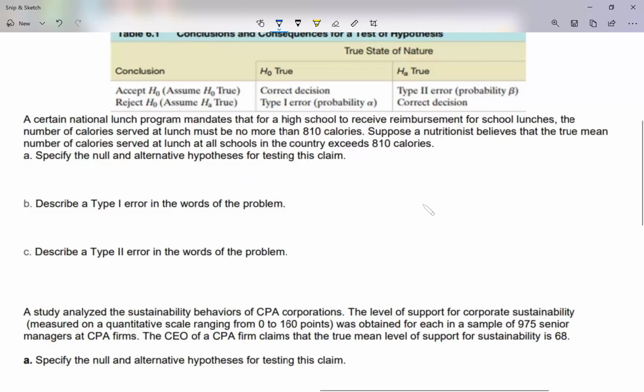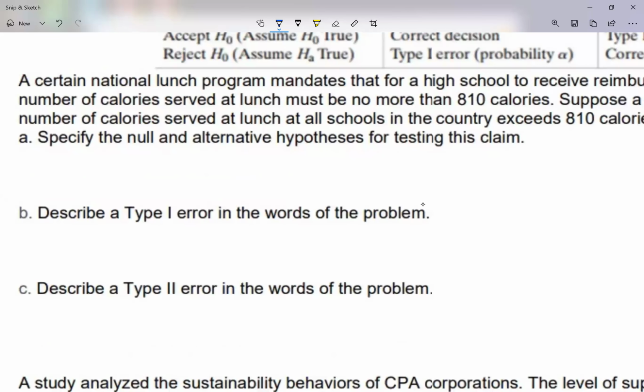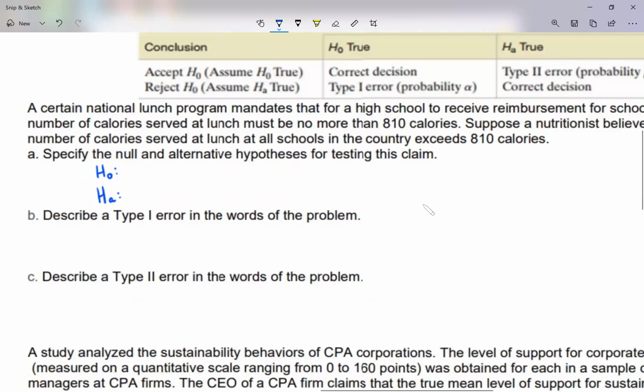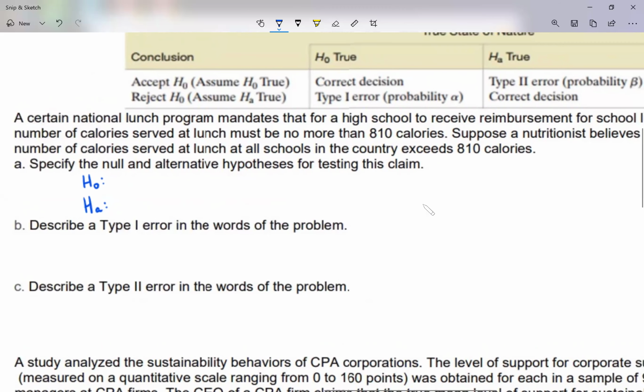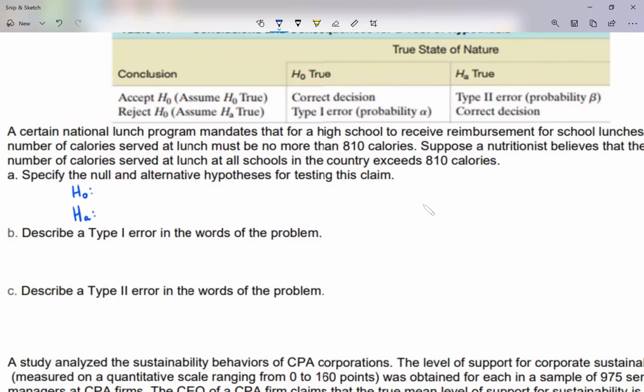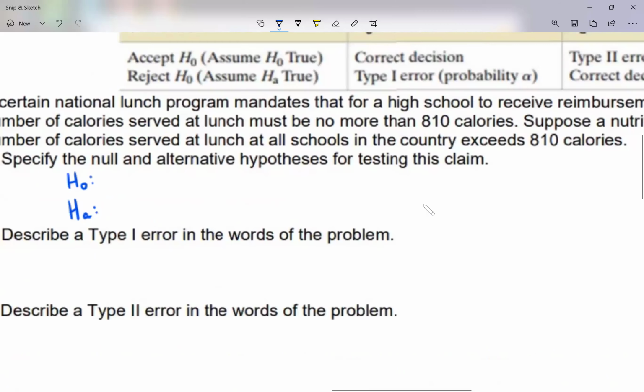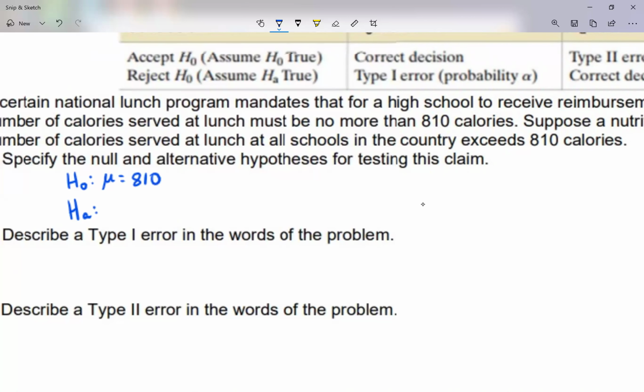So I'm going to say the null hypothesis. Let me zoom in here. The null hypothesis and the alternative hypothesis. Now they were saying that it cannot be more than 810 calories. So if I go to school lunches, the high school people are going to say, yeah, definitely my lunch has 810 calories. So the null hypothesis, I'm going to say in this case, mu is equal to 810.